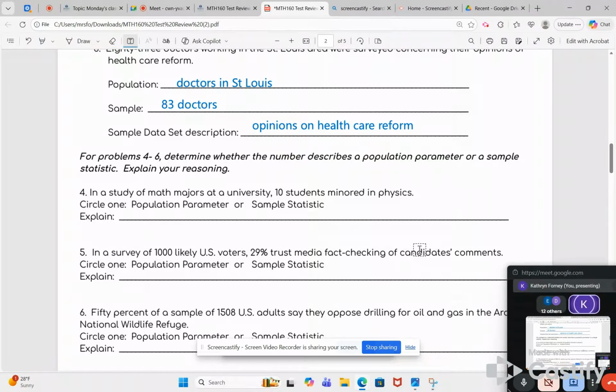So being able to identify the population and then the sample is really making sure you understand that a sample is within the population. So if I was to say I surveyed my statistics class at Averett University, then the population would be statistics classes at Averett University. The sample would be Miss Forney's statistics class, or the 19 students in this class.